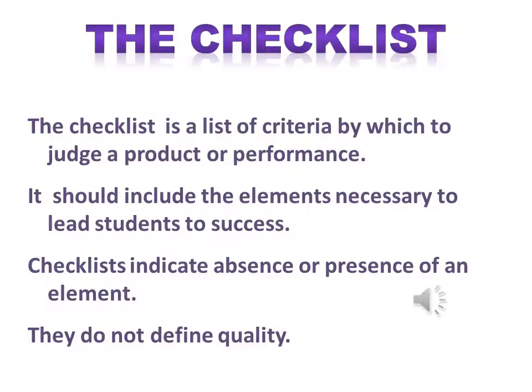Related to the rubric is the checklist. A checklist is a yes-no guide that students can use for some self-assessment. The checklist is a list of criteria in which to judge the performance or product that a student is creating. It should include the elements necessary to lead the students to success. It does not need to be an exhaustive list, but it needs to be closely related to the components that will create success. The checklist either has that the item is absent or it is present. A checklist does not define quality. So that's important to remember. If you're using a checklist, this is not about quality. If you want to get at quality, you need to write a rubric.